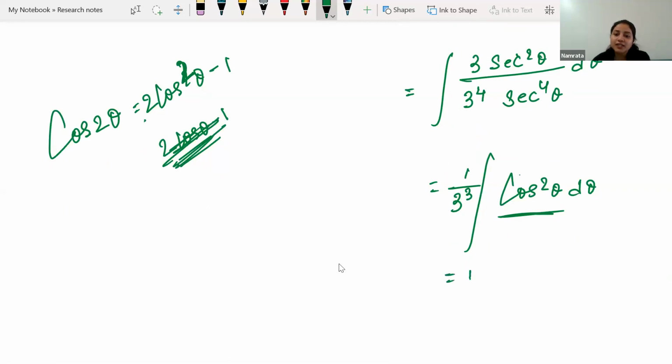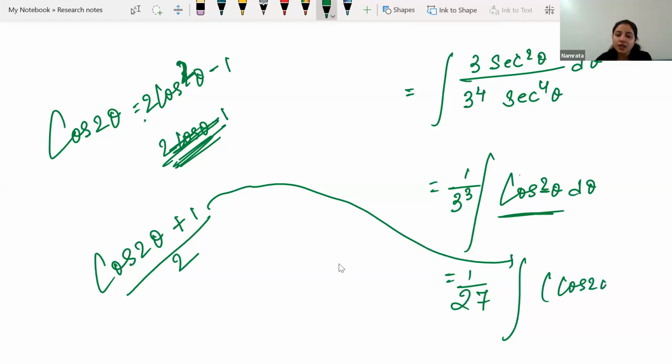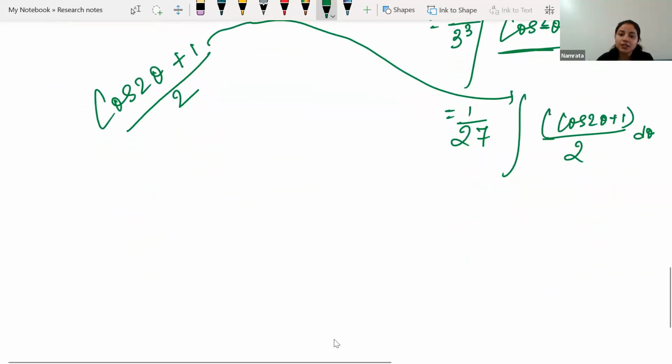So it will be 1 by 27. Here also it's power 2, okay? So here cos square theta is there. I want to replace this one by using the cos 2 theta formula. So (cos 2 theta plus 1) by 2 d theta, this is what I am going to write over here. Let's move ahead. We will be having 1 by 27.